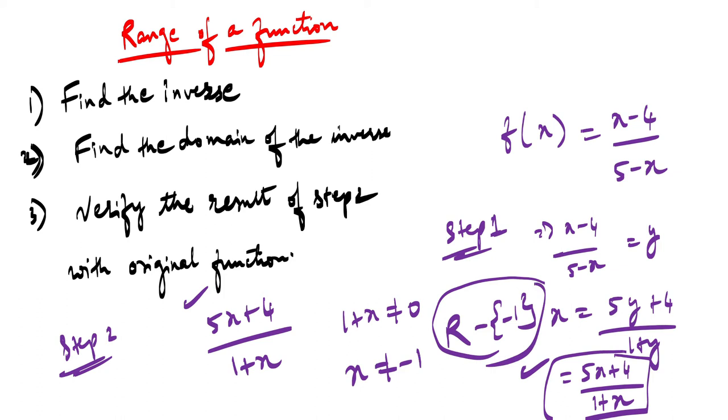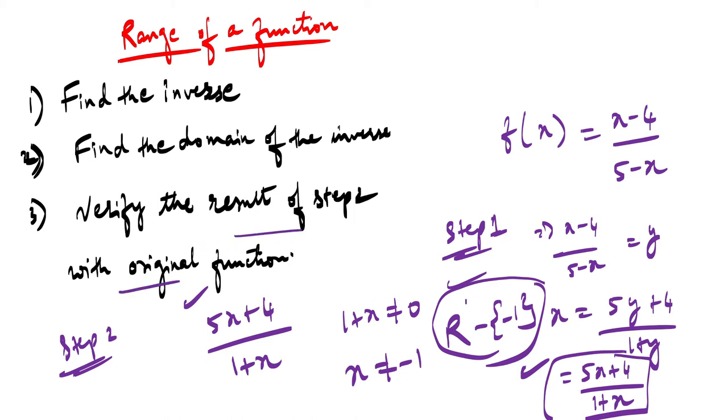It can take any real number. It can also be negative. It shouldn't be 0, that's it. It can be negative, it can be positive, provided the denominator shouldn't be 0. So this is my domain. What is the next step? Verify the result of step 2 with the original function. What is step 2?